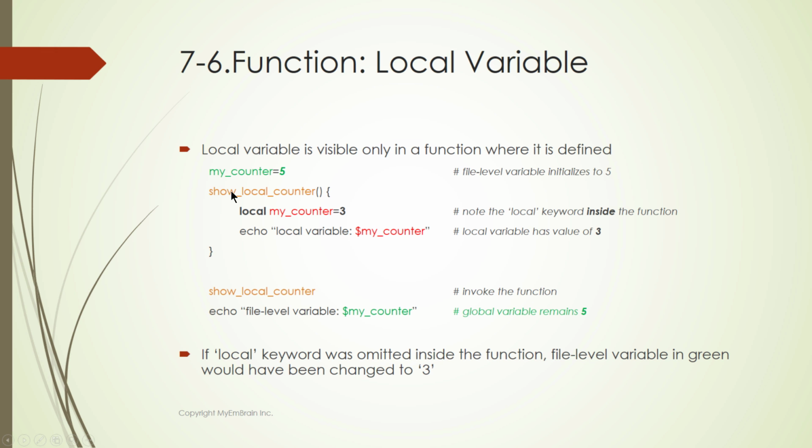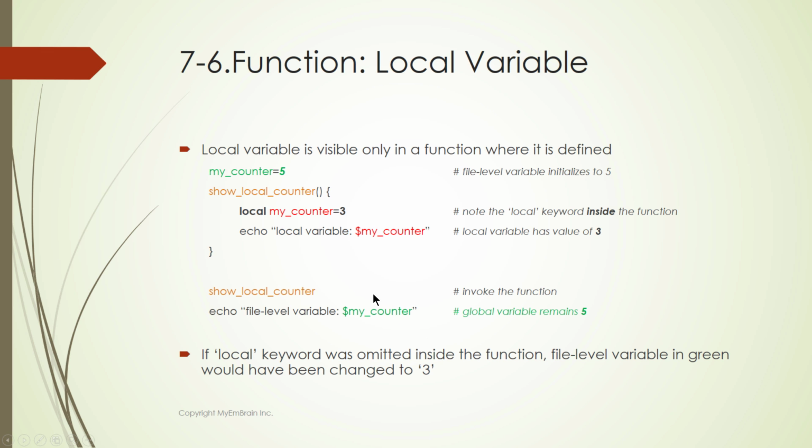This is the function definition. Outside of the function, when we invoke the function show local counter, the value 3 will be printed when the function is called. And after that, we'll print out the file level variable myCounter, green right here. And thanks to the local keyword here, the output will be 3 for the local variable and will be 5 and remain 5 for the green myCounter.